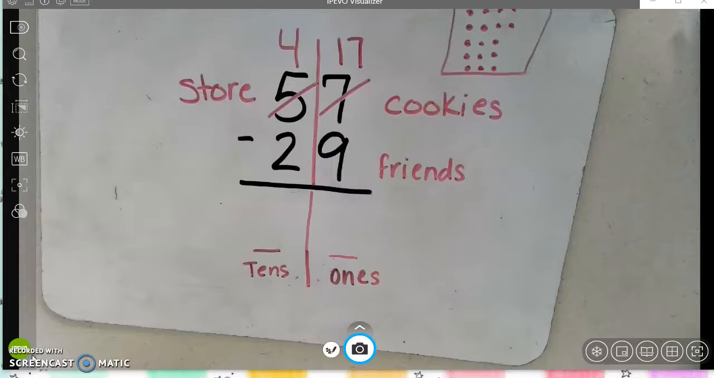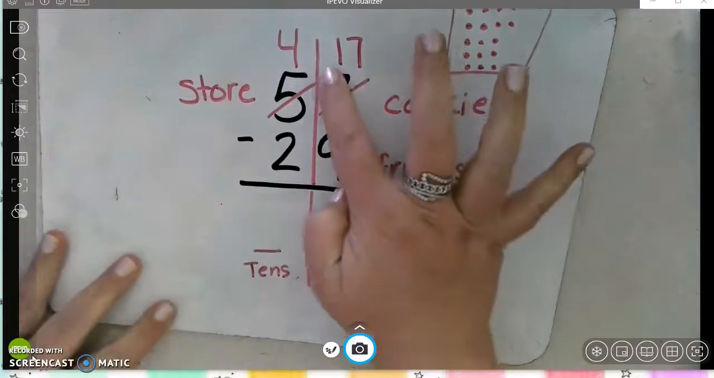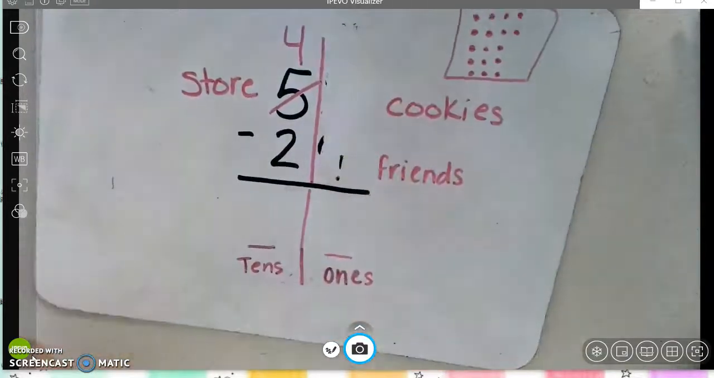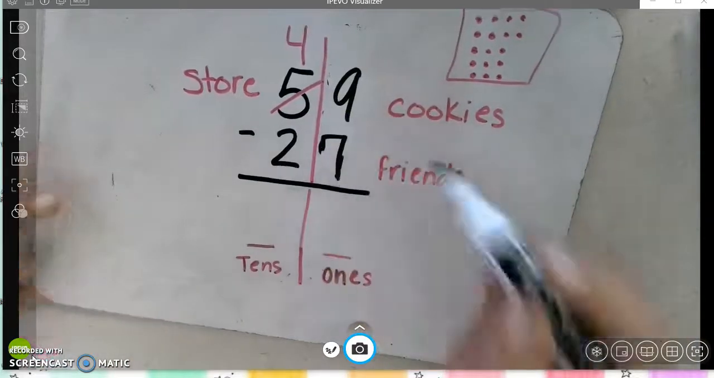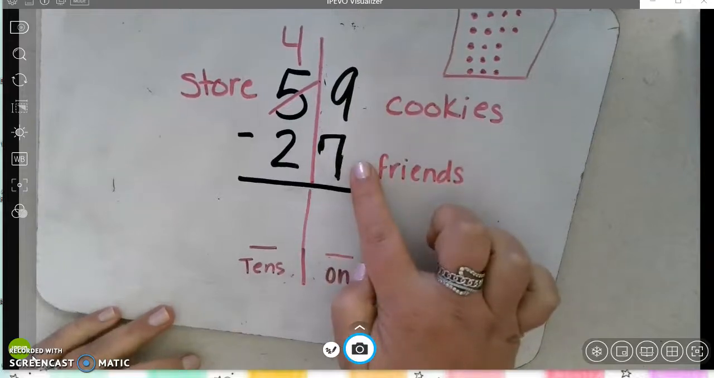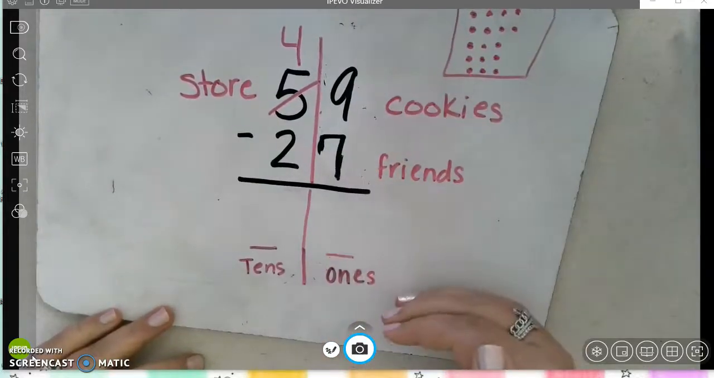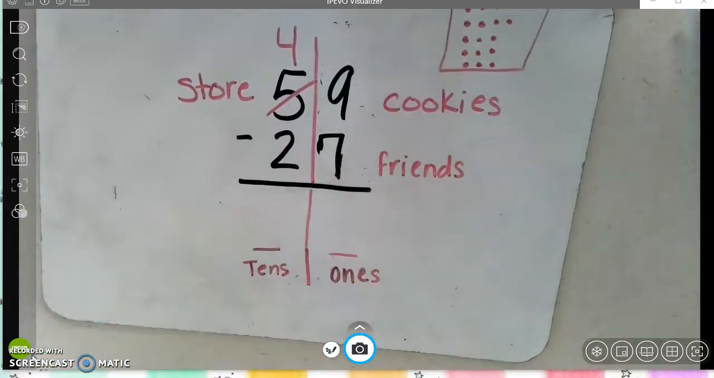And then again, if there are enough cookies, so say these numbers were backwards. Say the 9 was on the top and the 7 was down here. If I have 9 cookies and 7 friends, I have enough cookies to give each of my friends one. So I just do the subtraction right from there. I don't have to go to the store.